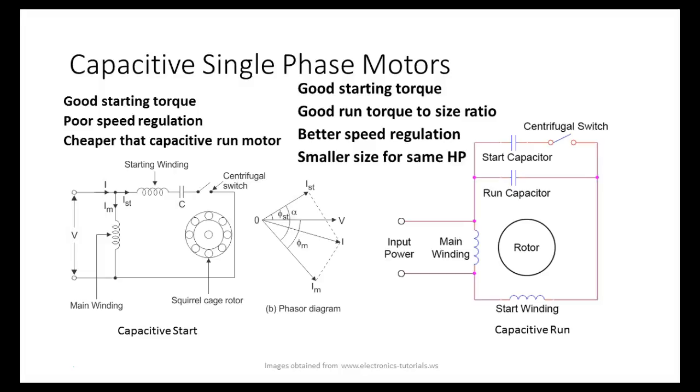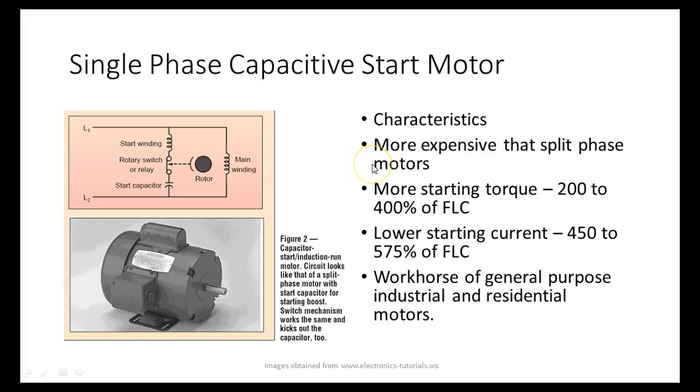So with the capacitive start motor, we get good starting torque, fair speed regulation, and it's cheaper than a capacitive run motor. The capacitive run motor has good starting torque, good running torque, better speed regulation, and a smaller size for the same horsepower. You'll see these capacitive run motors used when they're limited in the amount of space they have available to mount them. So this is a typical capacitor motor.